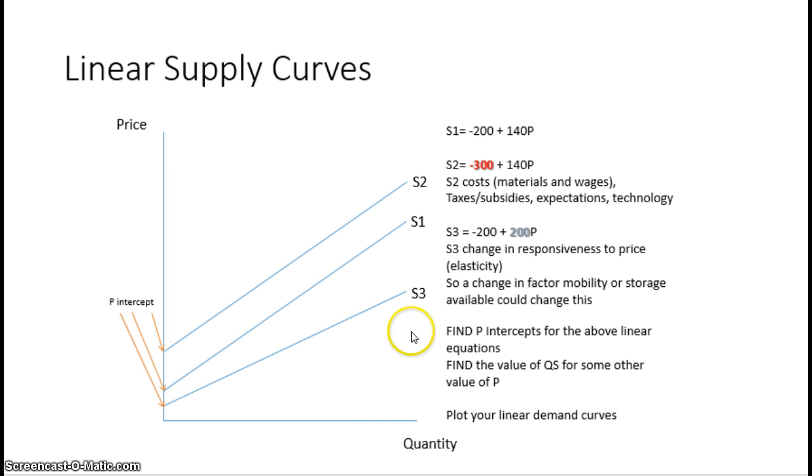Supply, exactly the same with the supply. If we change the C variable, it will shift the supply curve, and if we change the D variable, it will just change the slope, as we can see between S1 and S3. Now it doesn't come from the same point because it starts off as a minus figure, so the Q-intercept will be somewhere down here, okay, and we'll go on to P-intercepts and Q-intercepts in a second.